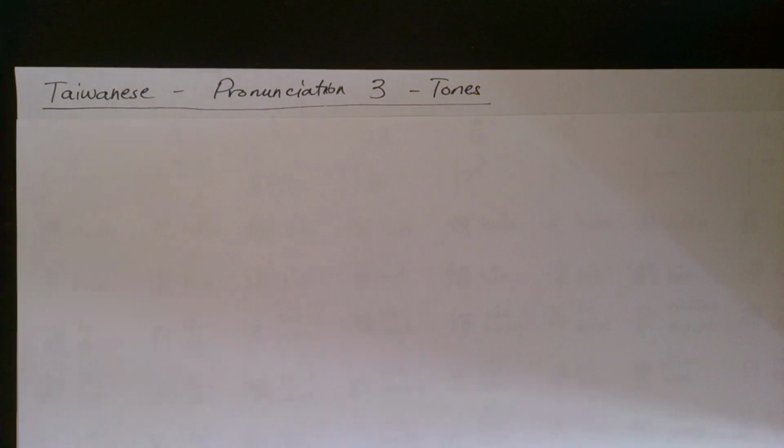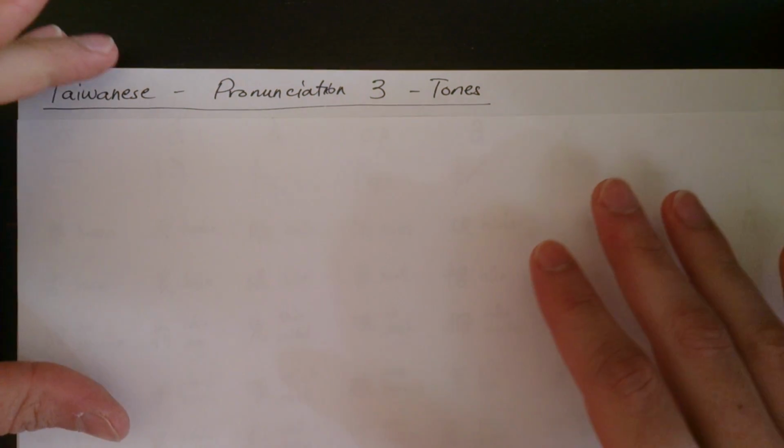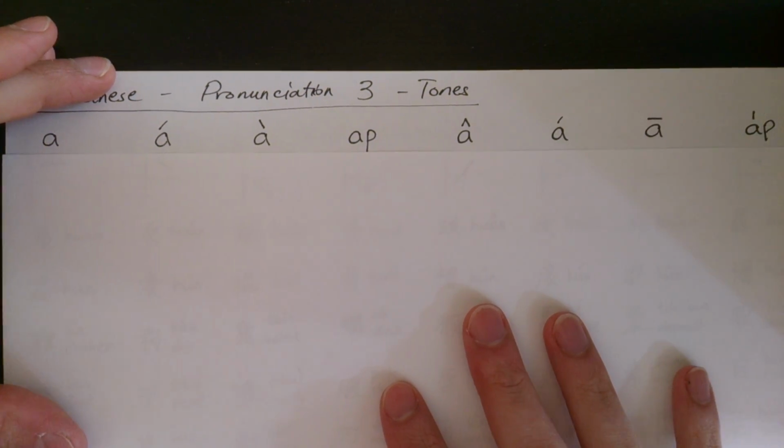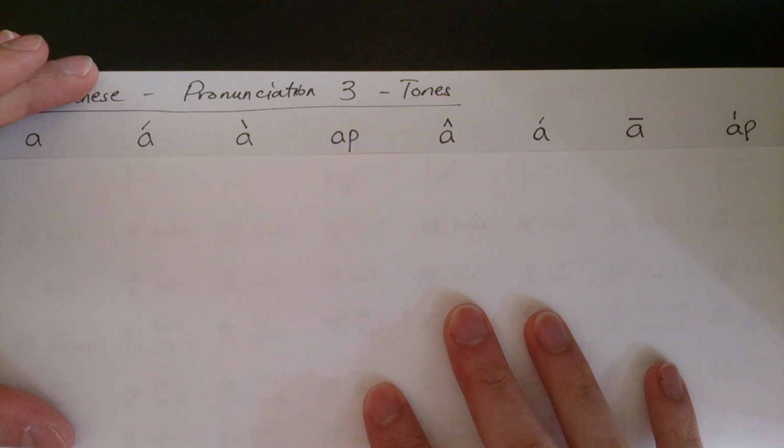So I'm going to cover the basic tones in this lesson, and then next time I'm going to cover the tone changes, and they're really, really complicated in Taiwanese. So I'll try and make it easy for you guys, and hopefully it won't be too hard. So let's get started with the tones. So there's 8 tones in Taiwanese. They look like this when you write them.